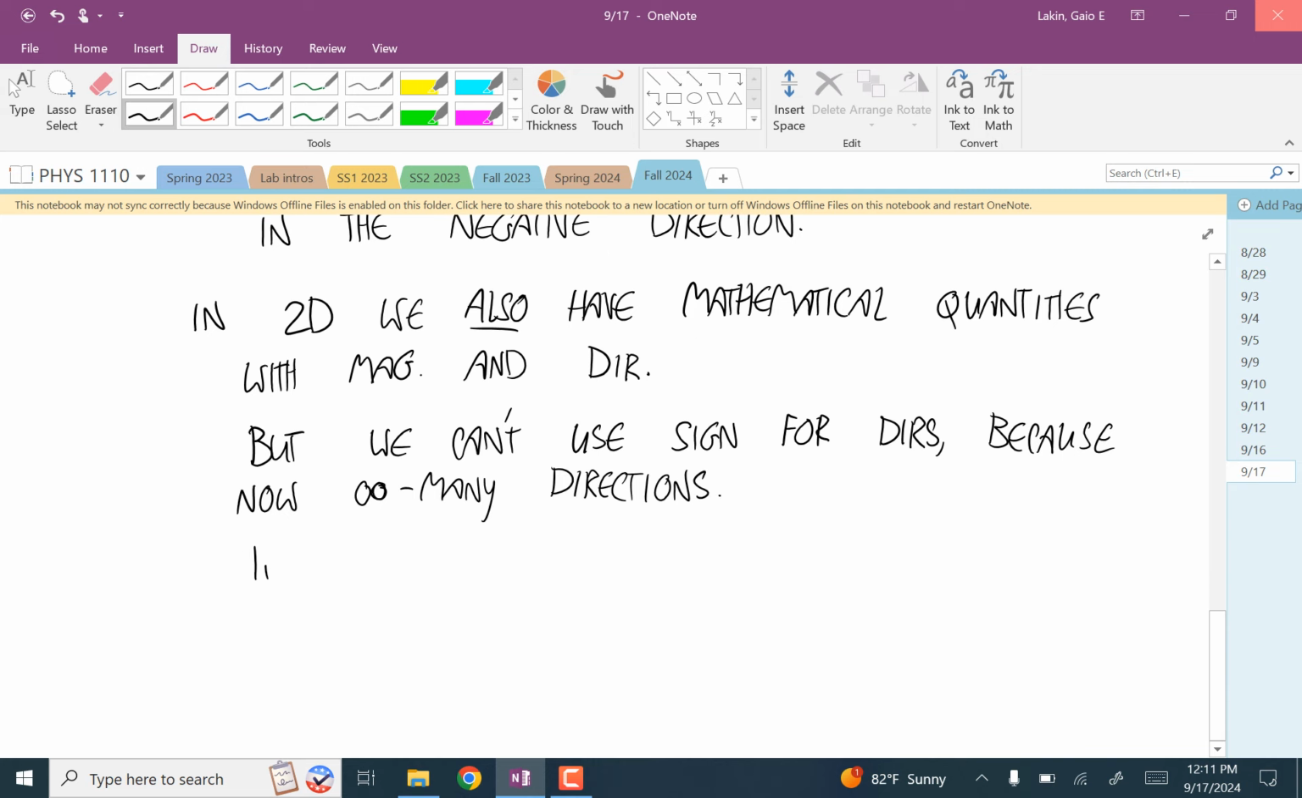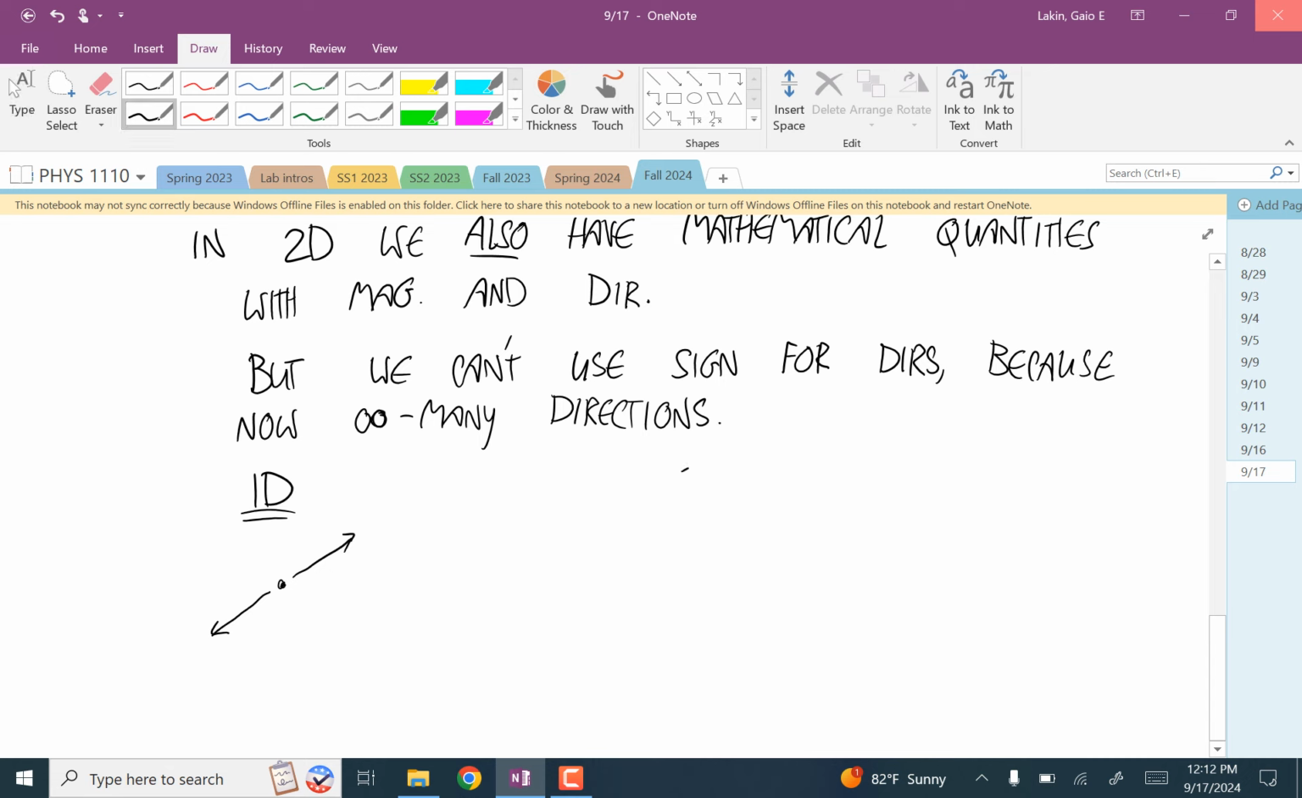So like in 1D, if an object's here, depending on what direction the line of motion is, it can only go this way or that way. Two choices. In 2D, if an object is here, it can go in infinitely many directions.